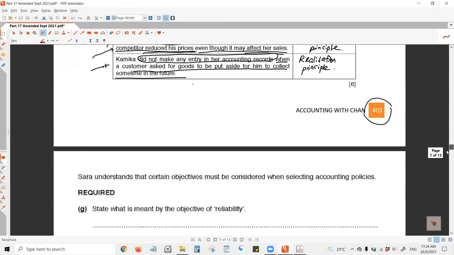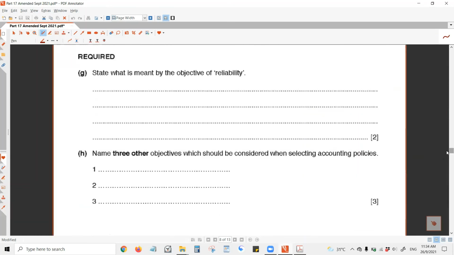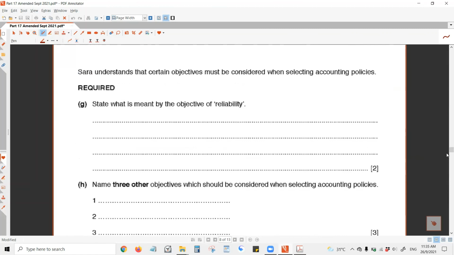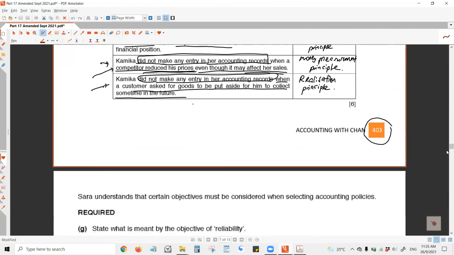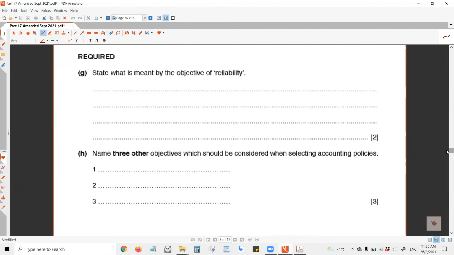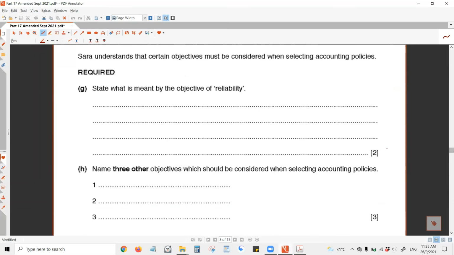This is a page without a page number, but I don't think you have this page. You try to take a screenshot of this page. This is a page after 403. I think recently I updated this handout. You try to take a screenshot for this one, or you use your phone and take a picture, the G and H.